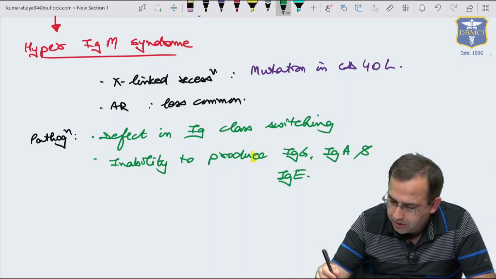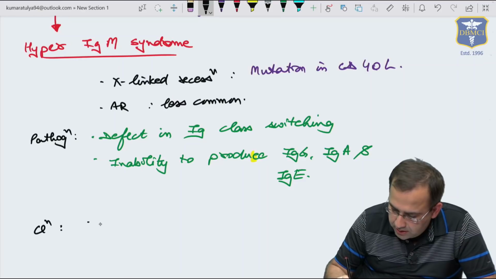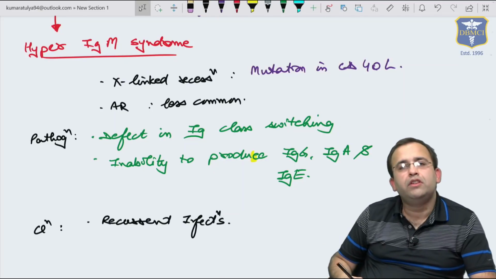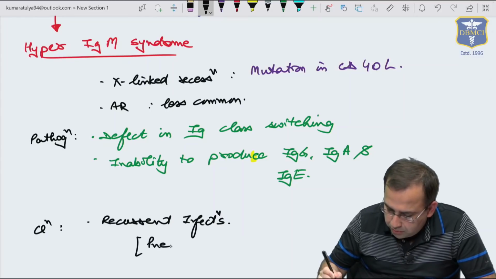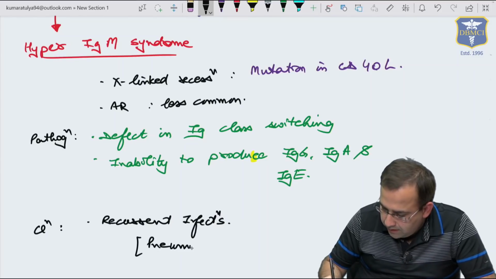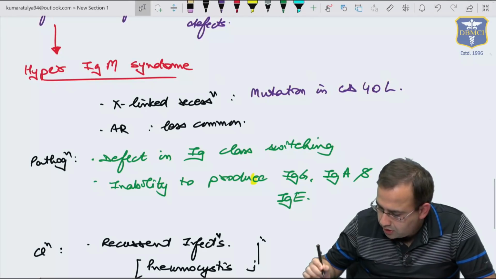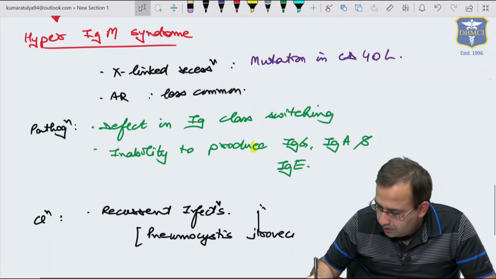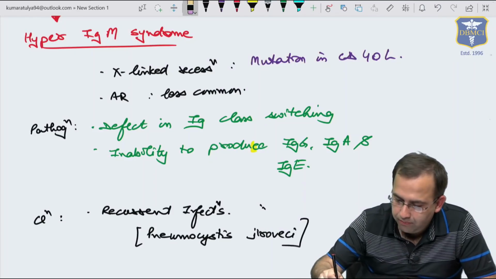Next point, clinically, it is associated with recurrent infections. The characteristic one being Pneumocystis jirovecii. This is hyper IgM syndrome.